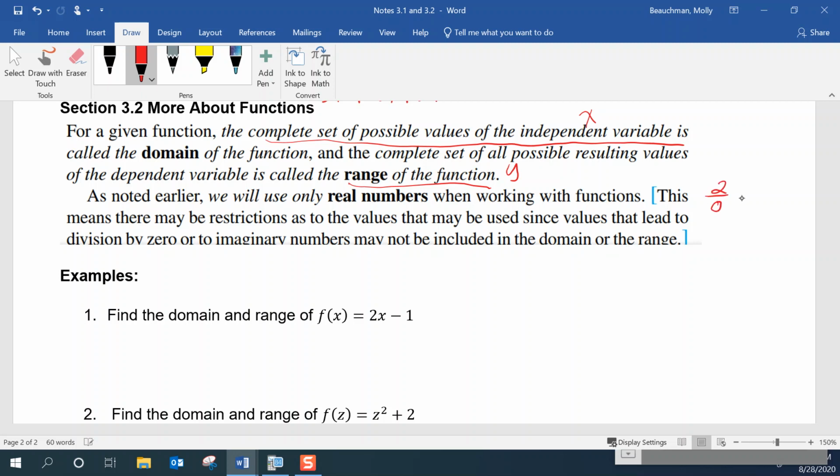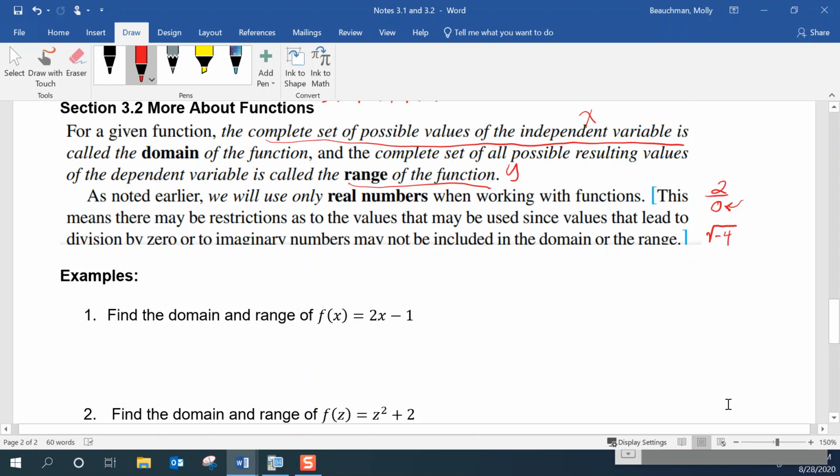If you take a fraction, you can't have a zero on the bottom. It's undefined. You can't take anything and divide it into zero. The other thing that is not a real number is if you take the square root of a negative, there is not a real number that if you multiply it by itself, you get a -4. So that's what it means where there might be restrictions. Okay, so let's take a look and see what this means.